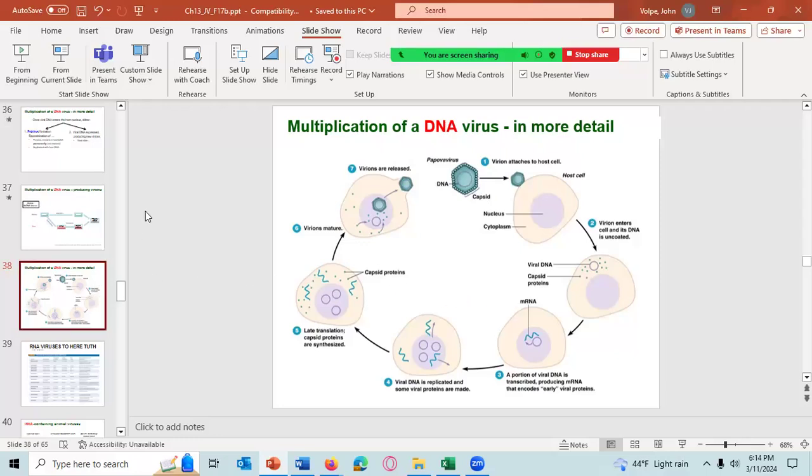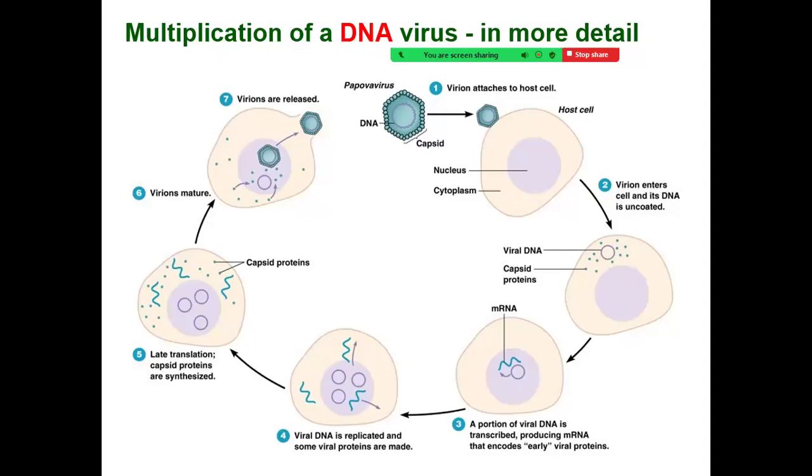All right, let's talk about multiplication of DNA viruses in more detail. We have a virus which infects a host cell, and what happens is there will be adhesion molecules or ligands on the virus which will bind to the host cell molecules that we call receptors. And then the virus will get into the cell, either by endocytosis or by fusion of the envelope to the cell membrane if the virus has an envelope.